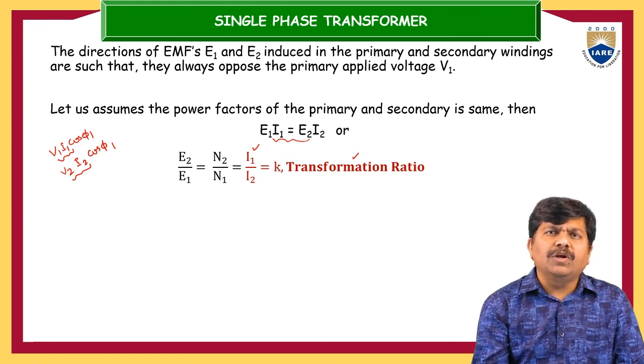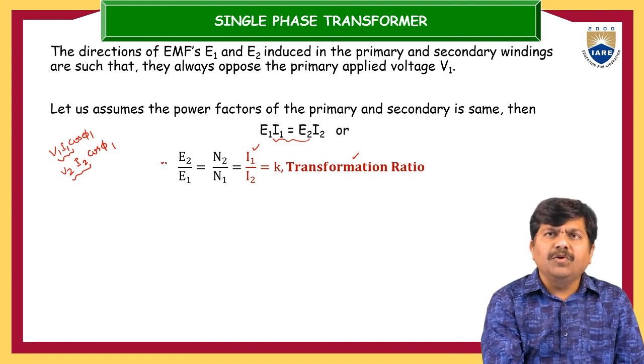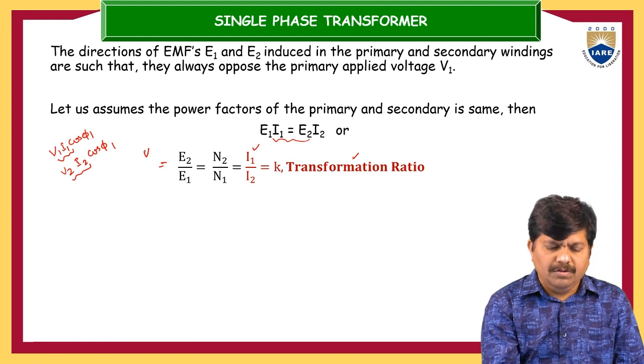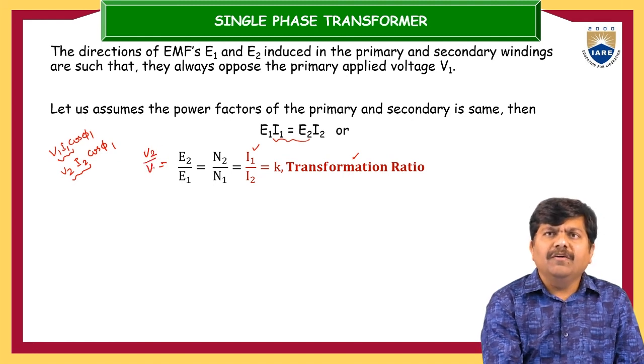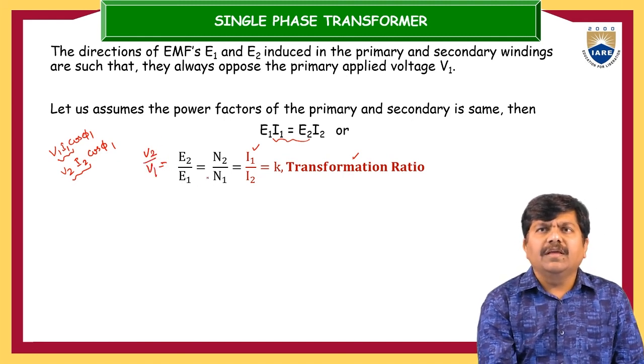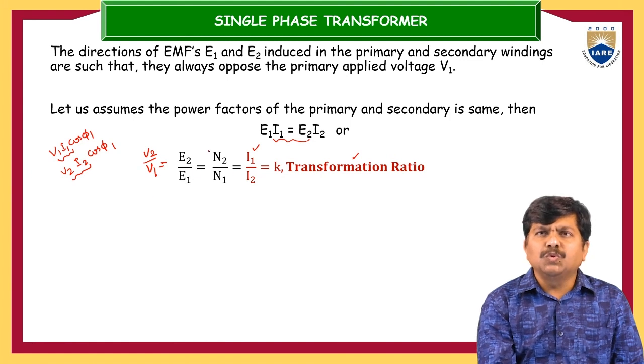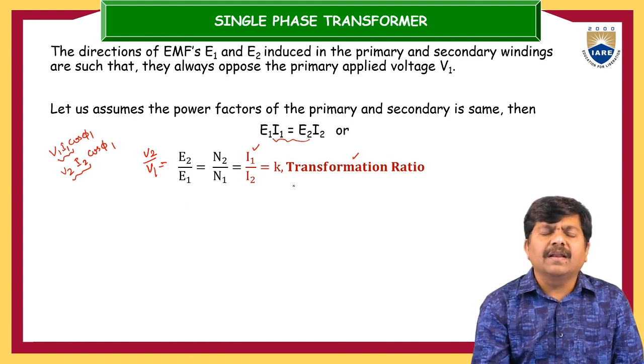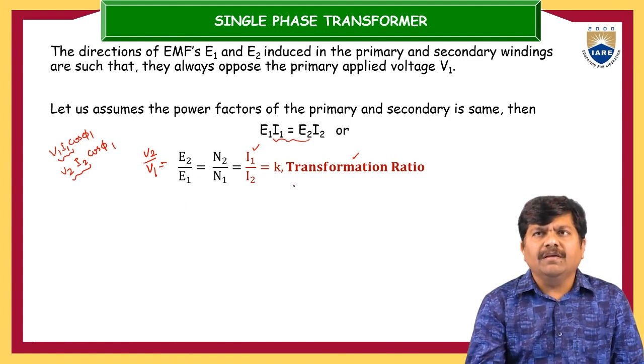In terms of the voltage you can also write V2 by V1 is equal to E2 by E1 is equal to N2 by N1. Everything is 2 to 1 except current. In the current, we have to take I1 to I2. So that is nothing but the transformation ratio.